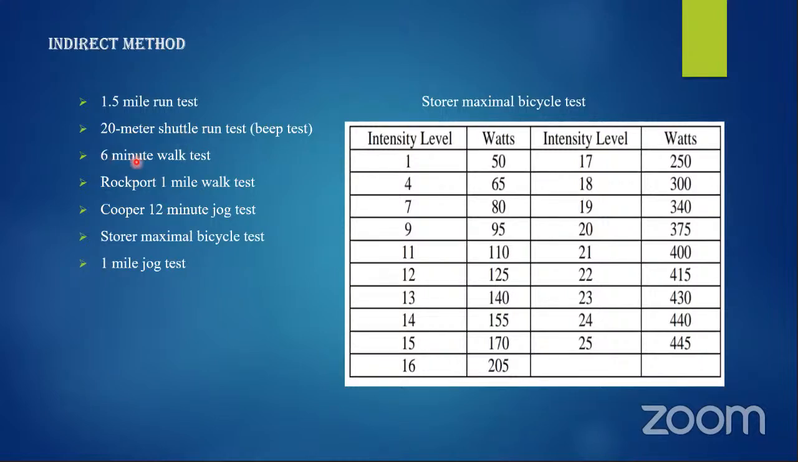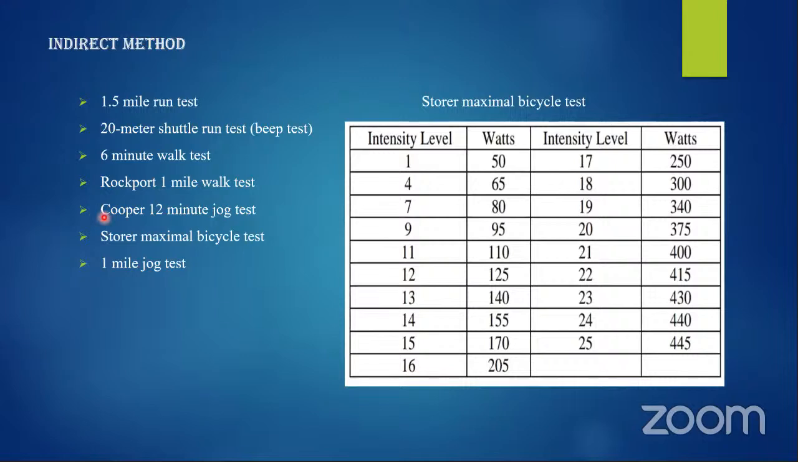Next comes the 6-minute walk test. In this, the client is instructed to walk for 6 minutes, and the therapist has to determine how much distance the client has covered in a duration of 6 minutes. Next comes the Rockport 1 mile walk test. In this, the client is instructed to walk a distance of 1 mile, and the therapist has to determine how much time the client has taken to complete the 1 mile distance. Next comes the Cooper 12-minute jog test.